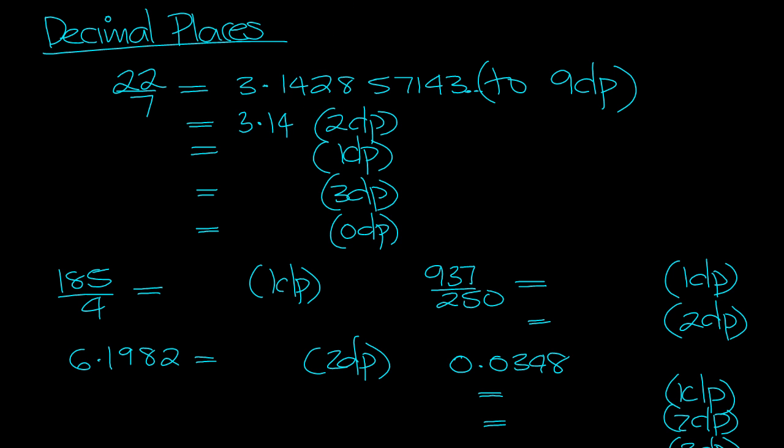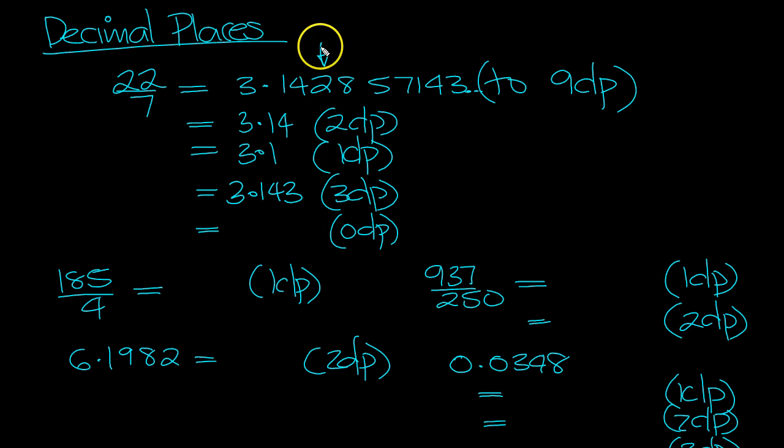To 1dp, let's have a look at that then. Decimal places, just as a reminder. This is the first decimal place, this is a 4. So again, 4 is less than 5, so we round down. 3dp, we look at the third decimal place, which is a 2. The next one along, if it's 5 or above, we round up. We round this one up to 3 then, 3.143.